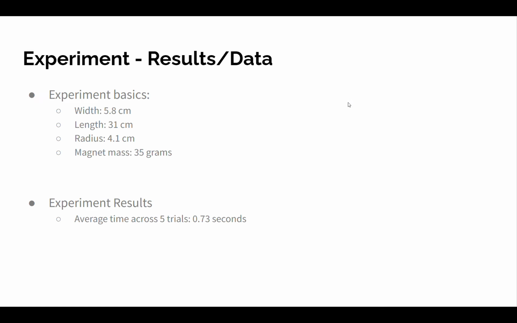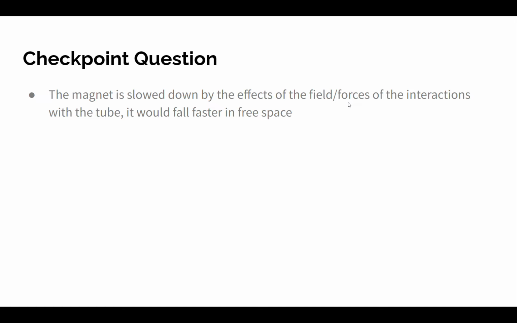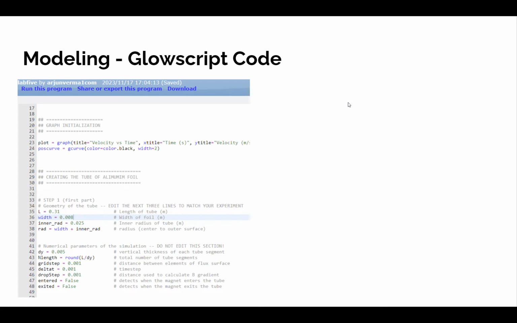As for the results and the data, the first part of this is the basics. The width of the tube was 5.8 centimeters, the length was 31, the radius was 4.1 overall, and the magnet's mass was 35 grams. And the results of the experiment: we found that the average time across 5 trials of dropping the magnet was 0.73 seconds for the magnet to drop all the way through the tube. So for the checkpoint question again, the magnet is slowed down by the effects of the field forces of the interactions with the tube, so it would fall faster in free space because there wouldn't be any magnetic force acting against it.